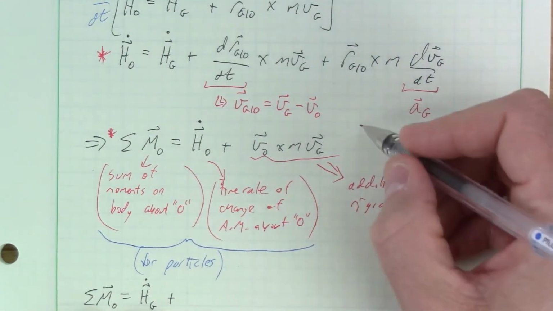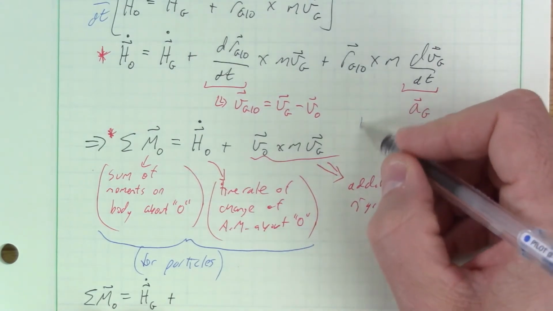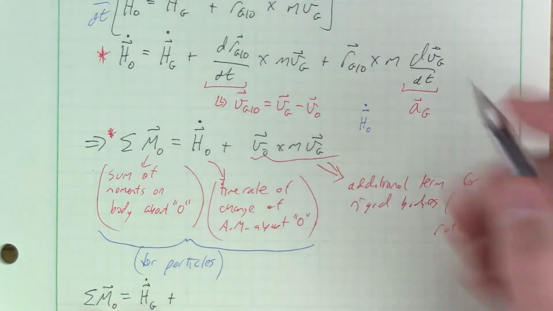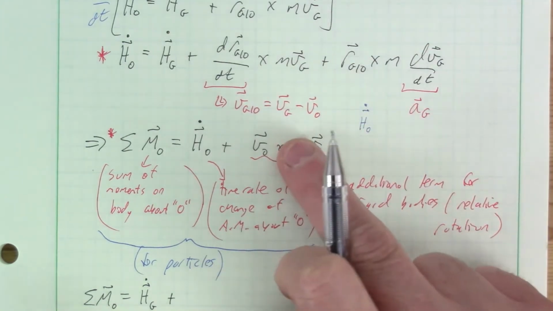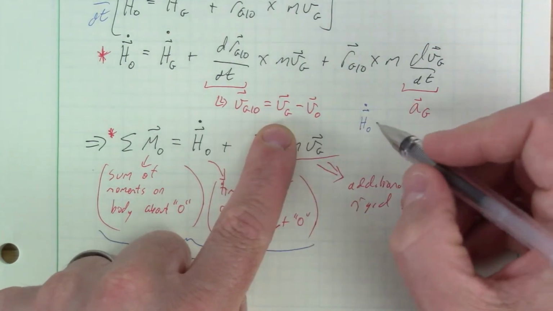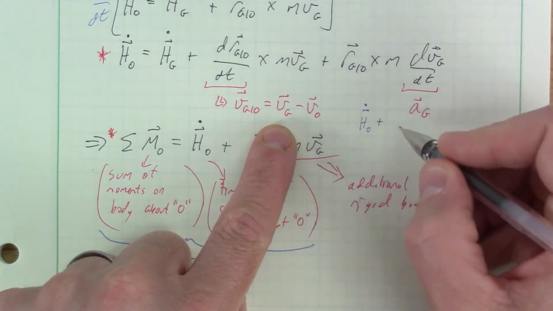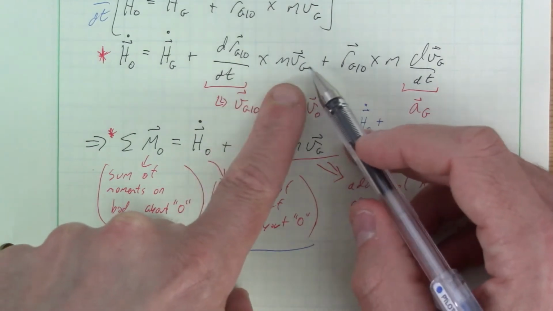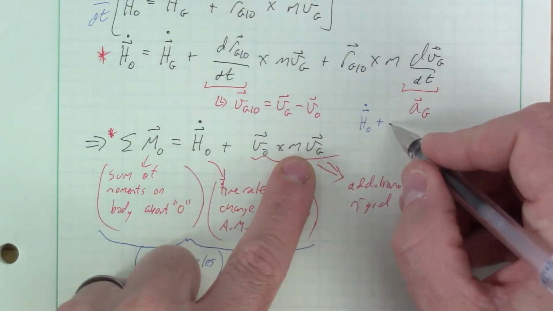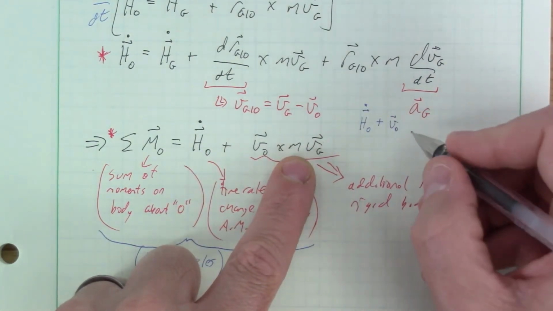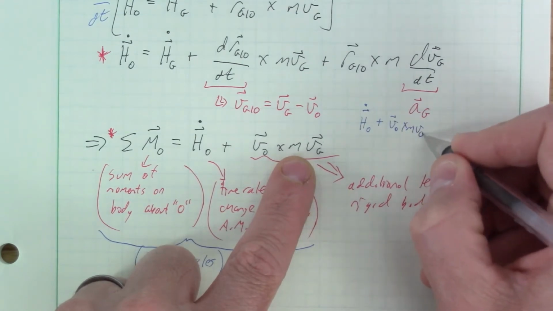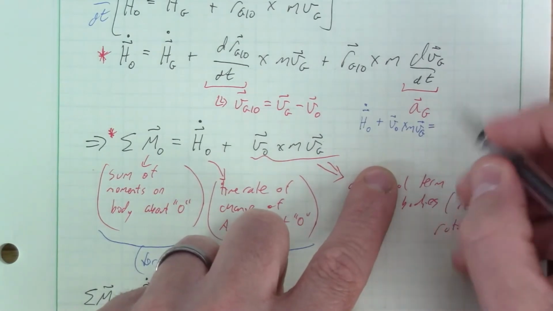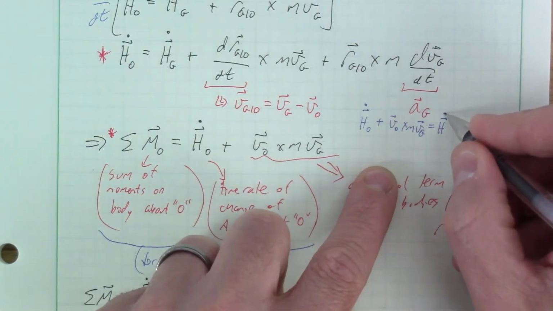All right, so at this point we could write this as H_O dot minus, plus this term here, right? Plus one of these terms here. Plus, this is the second term. So we're going to take this negative V_O crossed into mV_G and pull it to the other side. V_O crossed into mV_G. Okay? That I pulled to the other side. Well, that equals H_G dot.